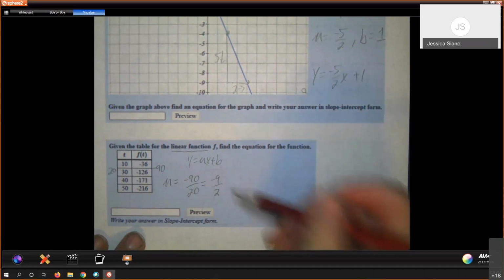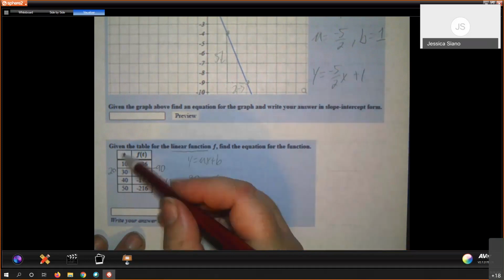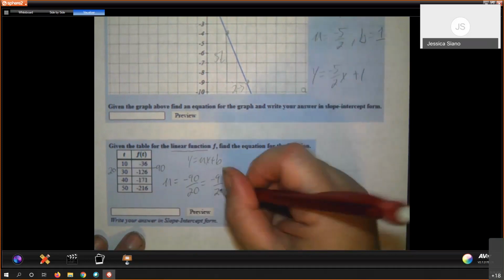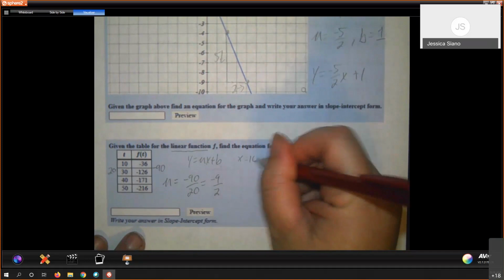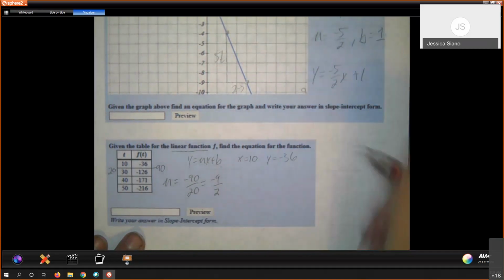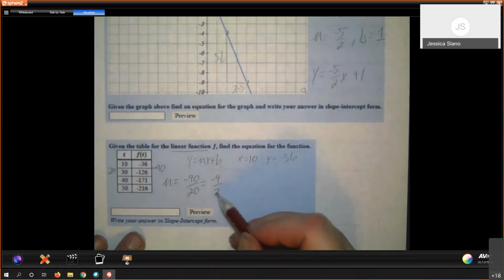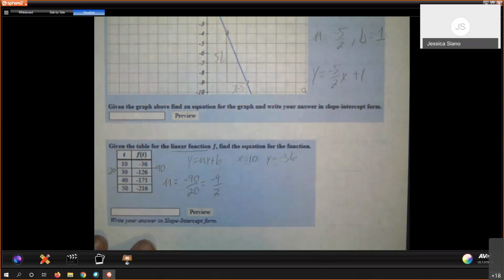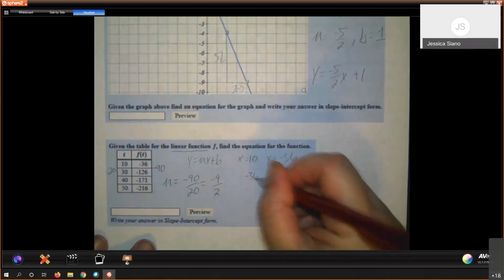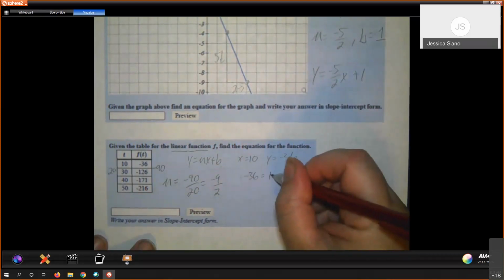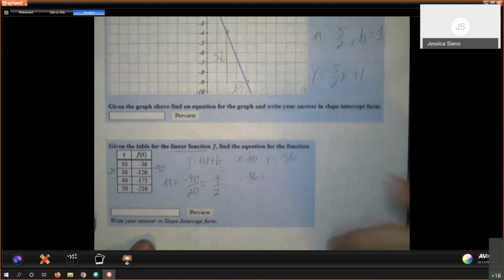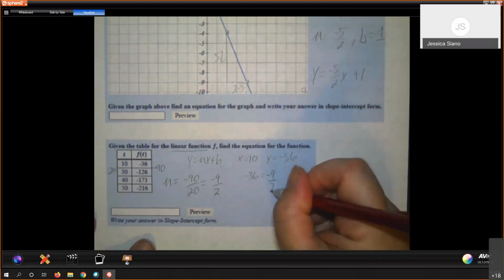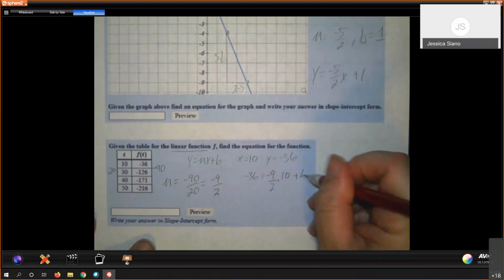Okay, so now that I have my slope, I take my slope and any point. So let's say that m is negative 9 halves, x is 10, and y is negative 36. I plug these 3 into y equals mx plus b, because then the only thing that I'm missing is b. So this is how I'm going to solve for b. I'm going to say negative 36 equals negative 9 halves times 10 plus b.